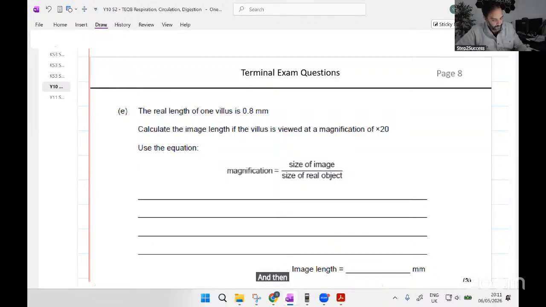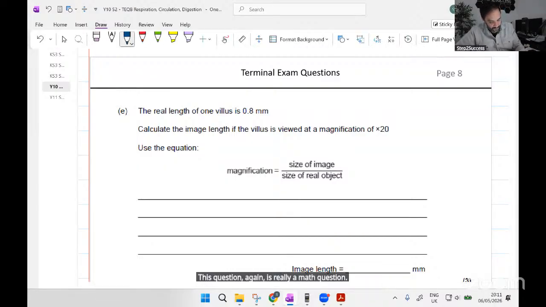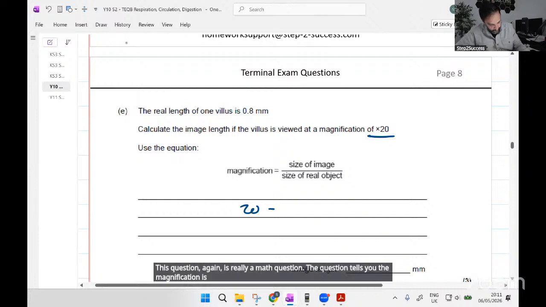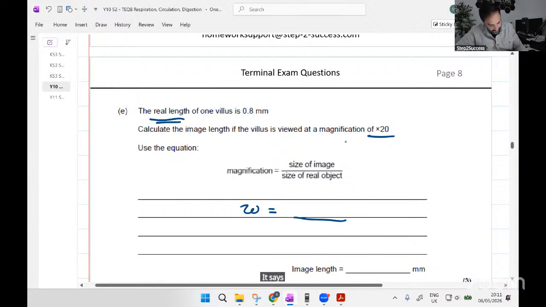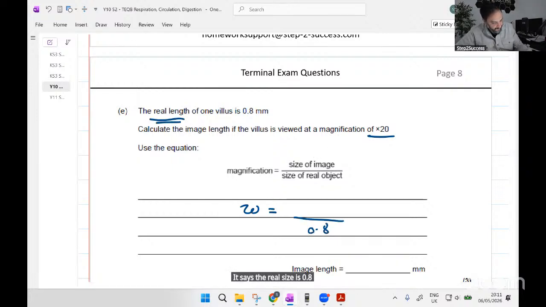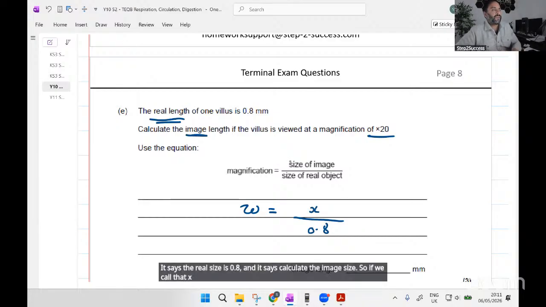This question, again, it's really a maths question. The question tells you the magnification is 20. It says the real size is 0.8, and it says calculate the image size. So if you call that x, and I said do this as a maths question, you would hopefully do 20 times 0.8 and get 16. I think that's it. Yeah.